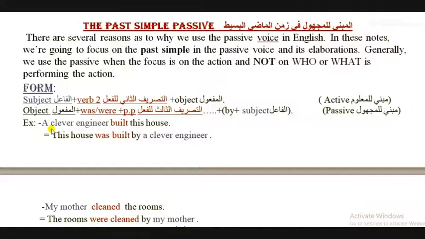For example, a clever engineer built this house. What is the subject? A clever engineer. The verb: built. The object: this house. So we start with the object, this house, was. Why did we use was here? Because the object, this house, is singular, so we use was, plus past participle built, by the subject, a clever engineer. This house was built by a clever engineer.